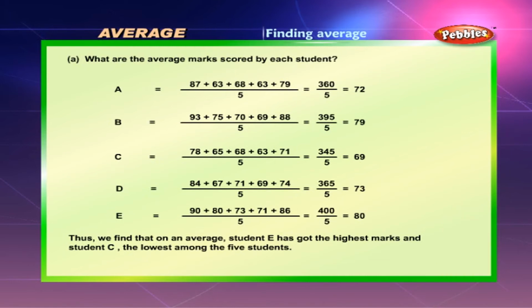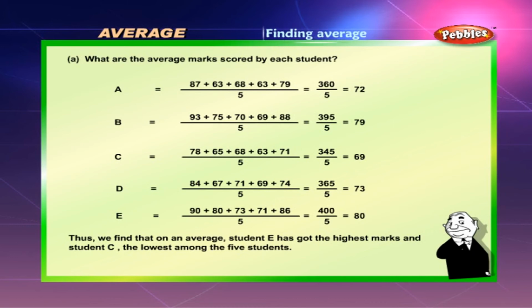B is equal to 93 plus 75 plus 70 plus 69 plus 88 divided by 5, which is equal to 395 divided by 5, which gives 79. C is equal to 78 plus 65 plus 68 plus 63 plus 71 divided by 5, which is equal to 345 divided by 5, which gives 69.